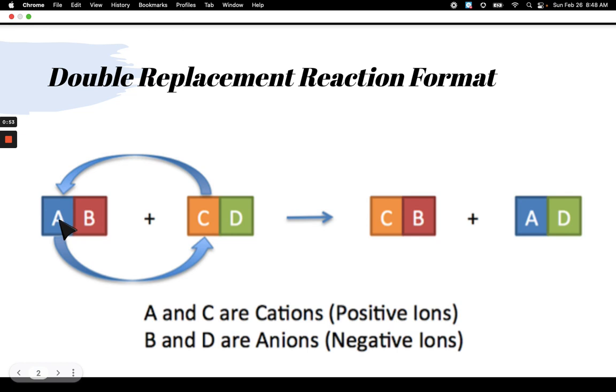And you can see then the products of AB and CD become AD, the outer, and then the inner becomes CB. All right, so they switch places. Now, let me give you an example. It might be easier to see this pattern. It makes it really easy to predict the products of a double replacement reaction.